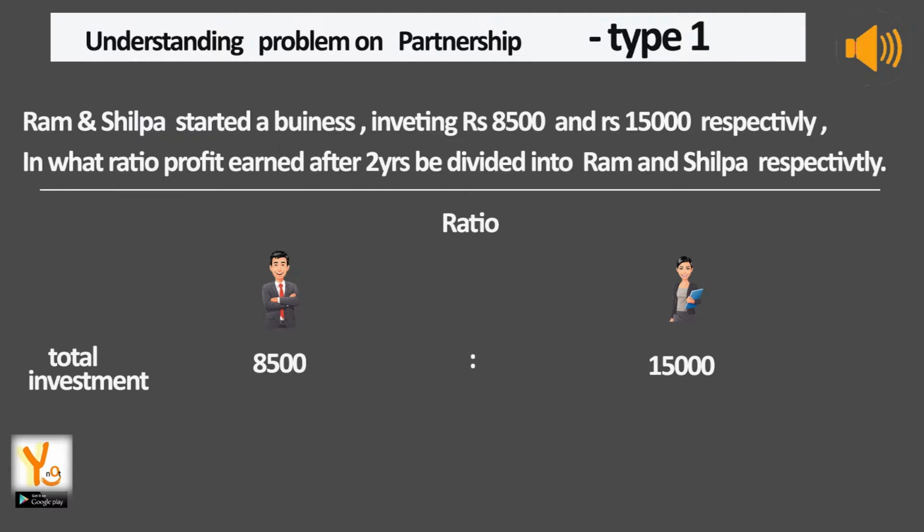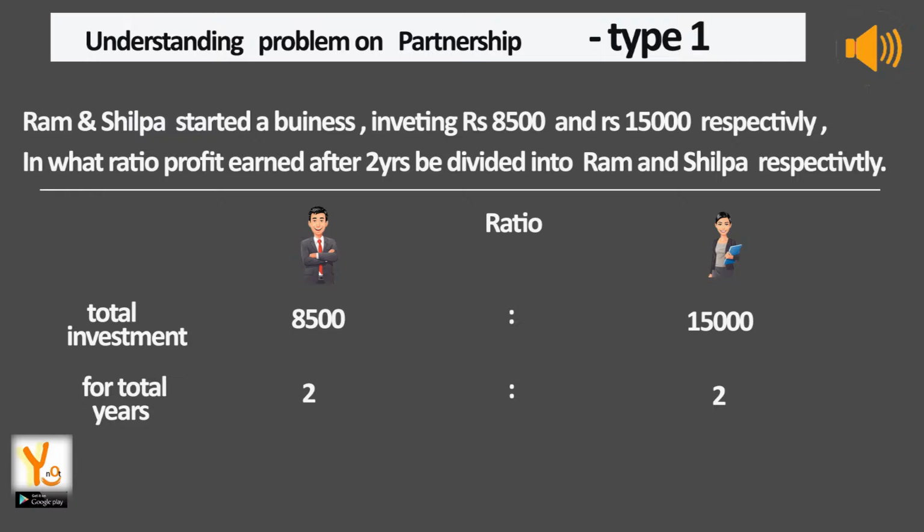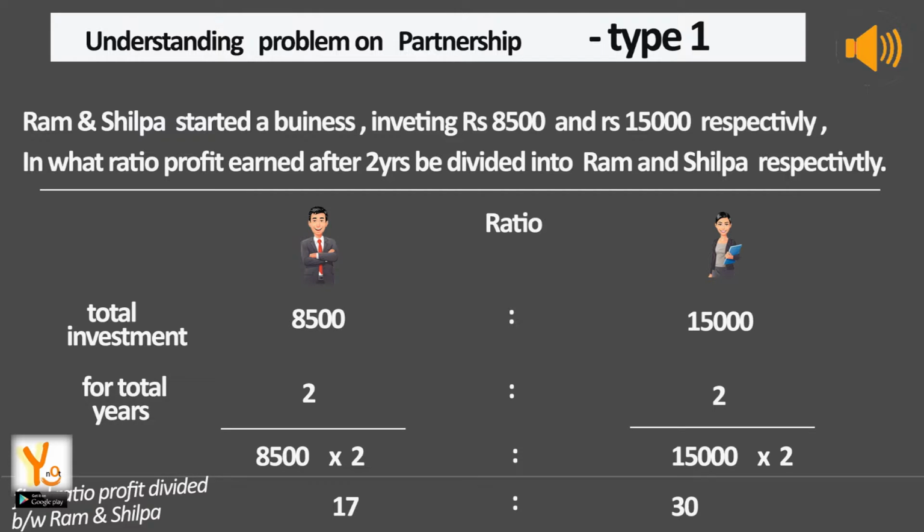Let's represent Ram and Shilpa's total investment. Ram had invested 8,500 and Shilpa had invested 15,000 rupees. As it is given that the profit earned after 2 years is divided between Ram and Shilpa, this shows Ram made the investment for 2 years, and so did Shilpa. So the final ratio of profit earned would be 8,500 into 2 to 15,000 into 2. So the ratio comes out to be 17:30. Final answer.